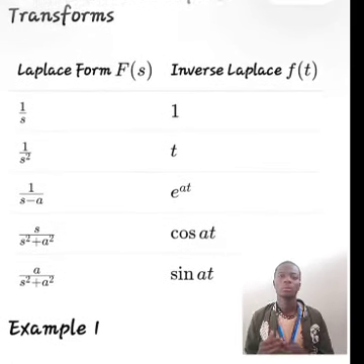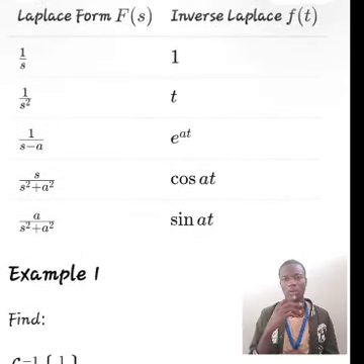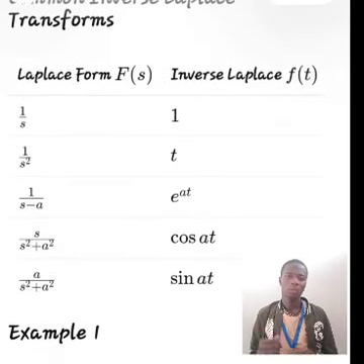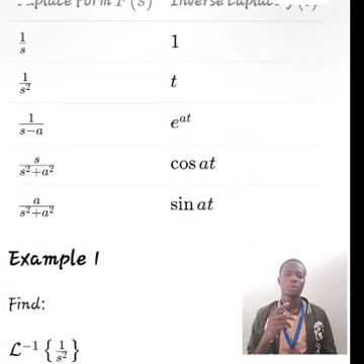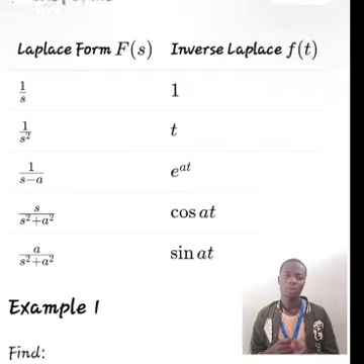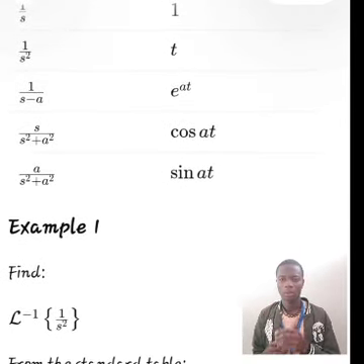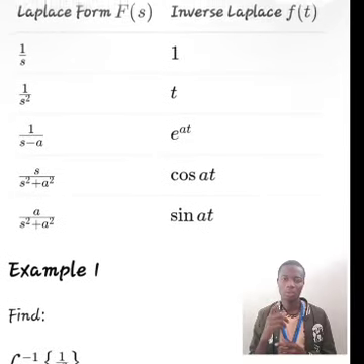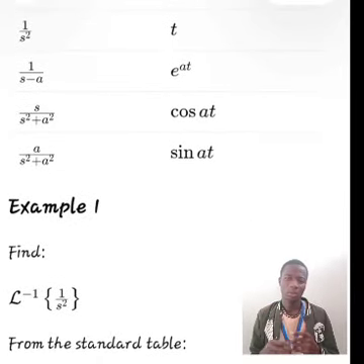Common inverse Laplace transforms. Here is the Laplace form on this side, and on this side is the inverse Laplace form. So if you have 1 over s, the inverse Laplace will be 1. 1 over s squared gives f(t) equal to time t, and the others are here.